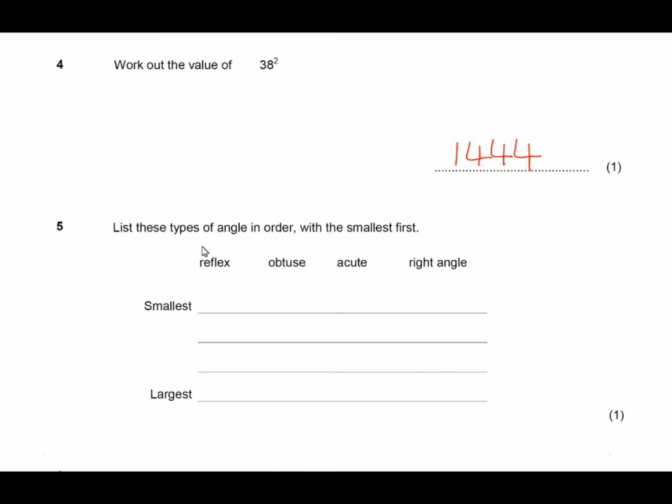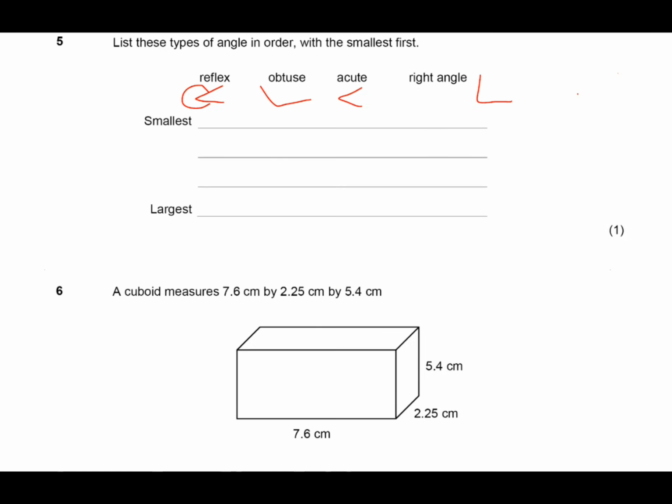Question 5, list these types of angles in order with the smallest first. So I know a reflex angle is the biggest because it goes all the way round. An obtuse angle is bigger than 90. An acute angle is sharp, so that's a little one. And then finally, a right angle is 90 degrees.